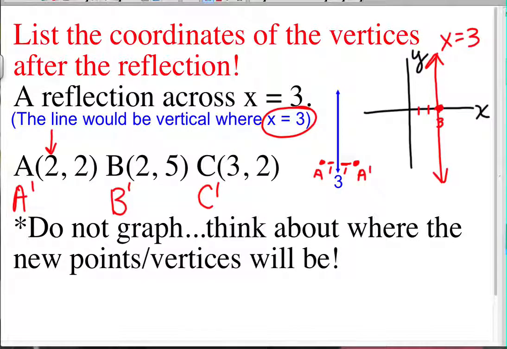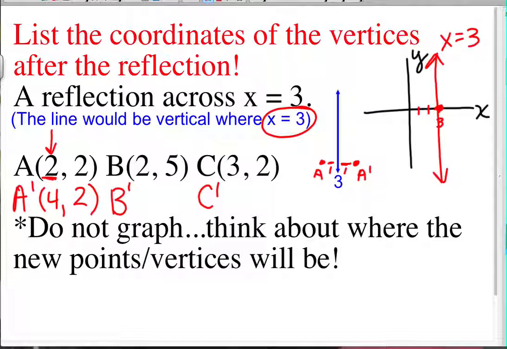So if A, when we originally had the coordinates, if the x value of A was 2, and now we're moving it across the line so that it has to be 1 unit away from the 3, can you imagine what A would become? It's kind of hard to think about, and it's certainly even harder to explain. A would become 4. And the y value wouldn't change at all. It would stay at 2.